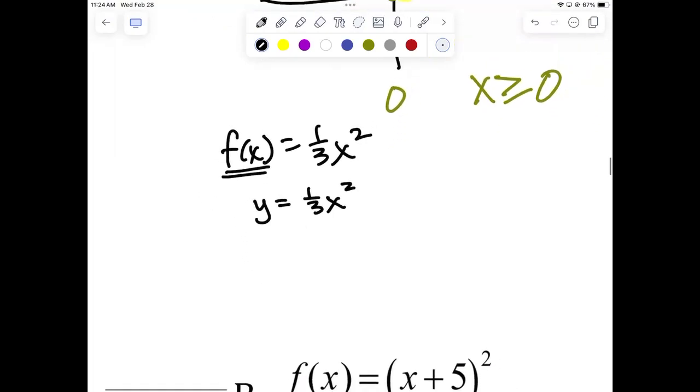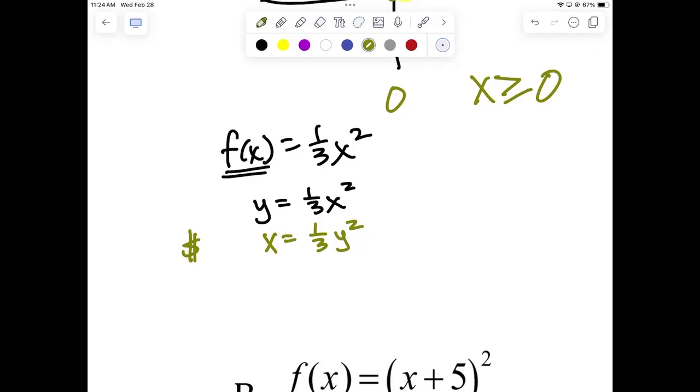All right. So what's the money step? I'm going to use green here. What's the money step for all inverses? What do we do with x and y? Switch them. So I get x equals 1/3 y squared. Yeah. And now all I got to do is resolve for y. It's easy. This is algebra now. This falls back on your algebraic skills.